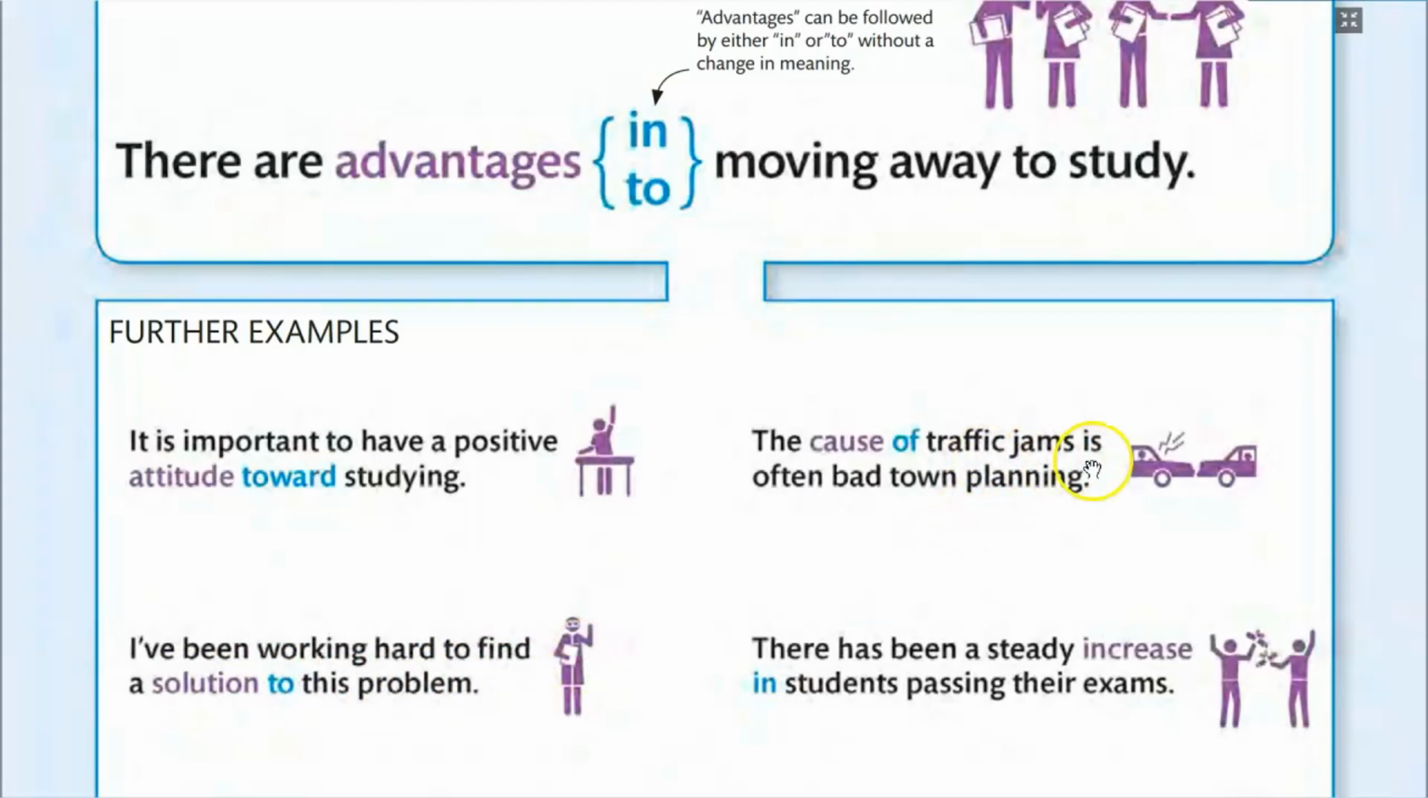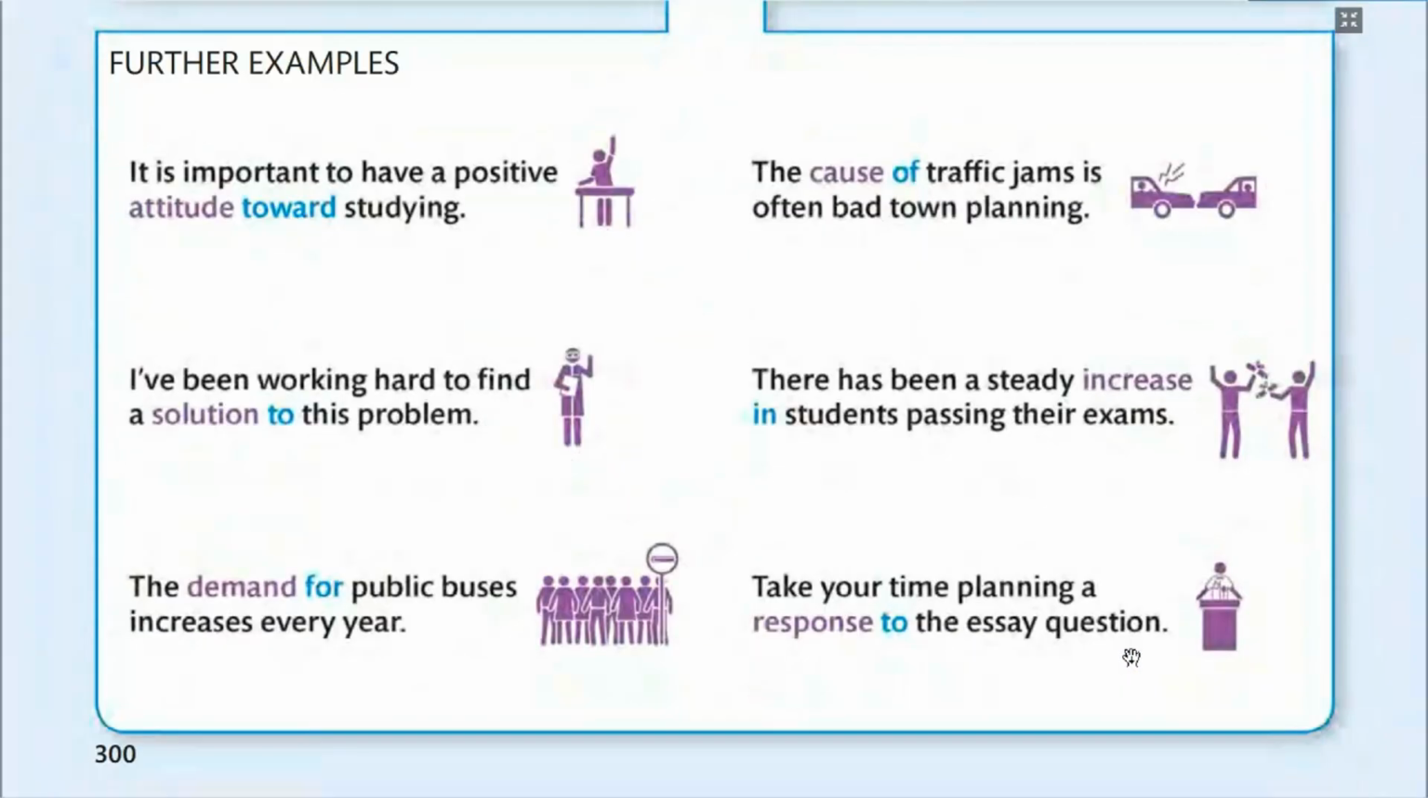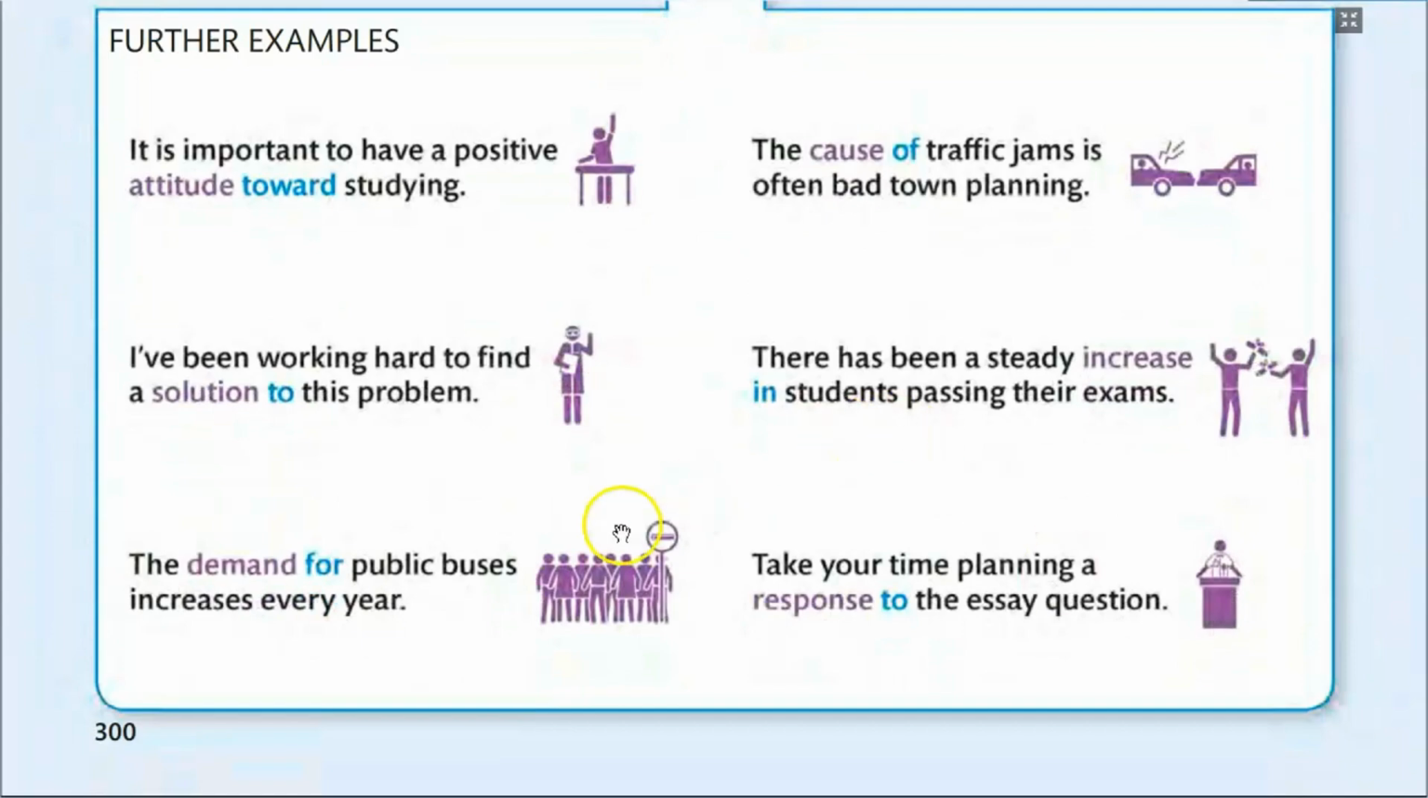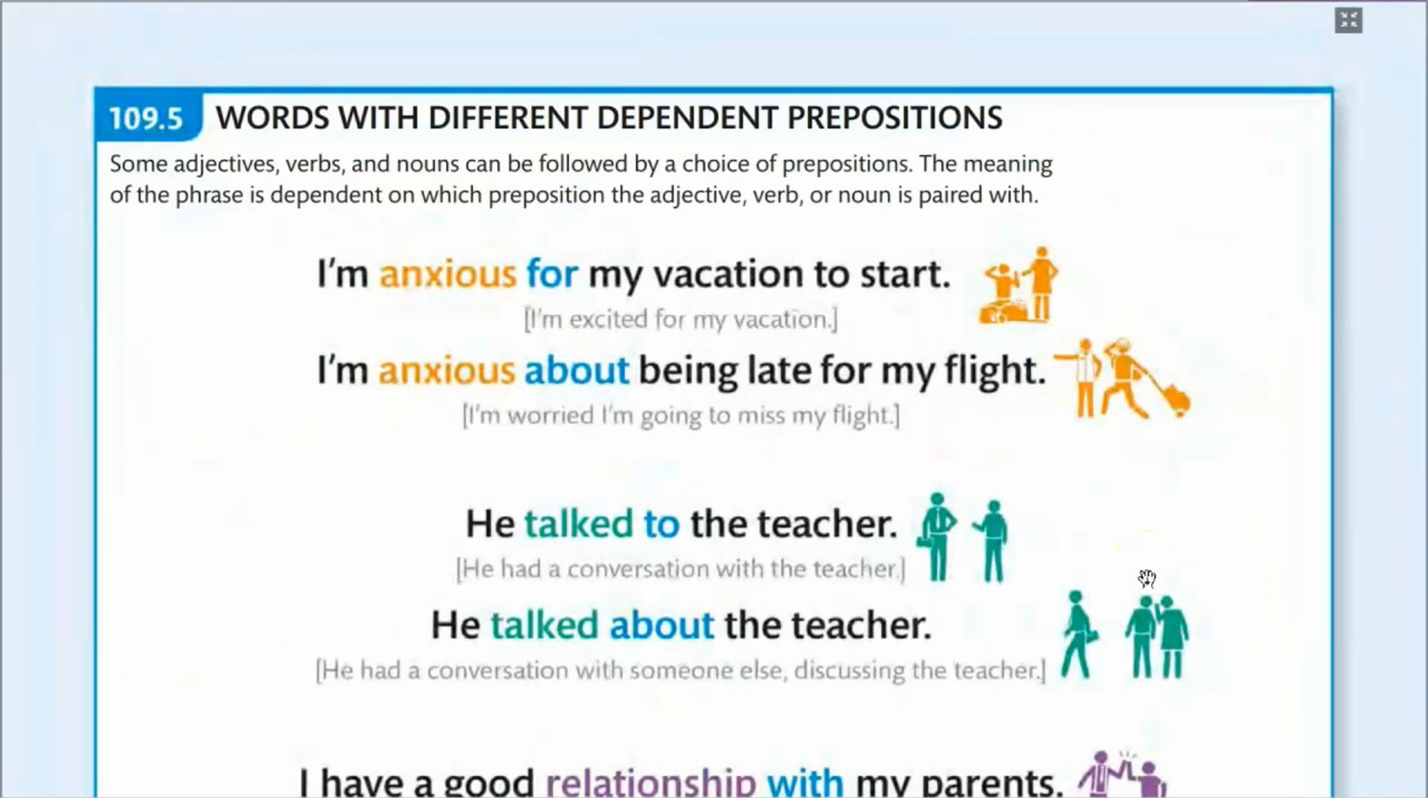The cause of traffic jams is often bad town planning. There has been a steady increase in students passing their exam. The demand for public buses increases every year. Take your time planning a response to the essay questions. Now, words with different dependent prepositions. Some adjectives, verbs, nouns can be followed by a choice of preposition. The meaning of the phrase is dependent on which preposition the adjective or verb or noun is paired with.